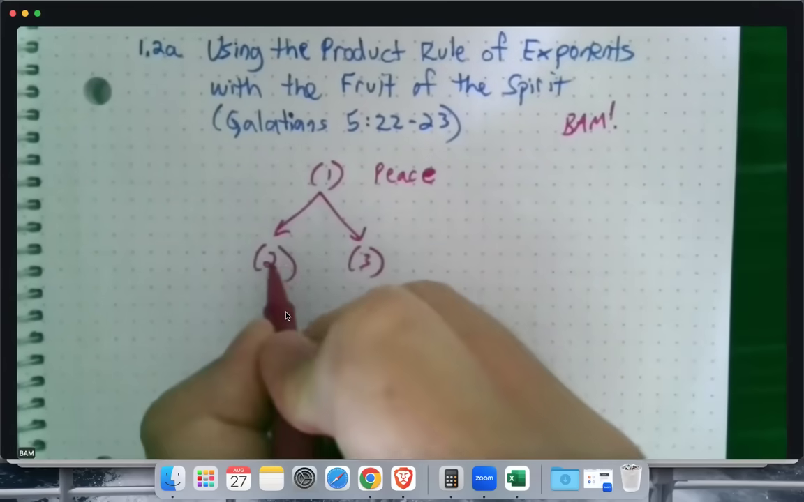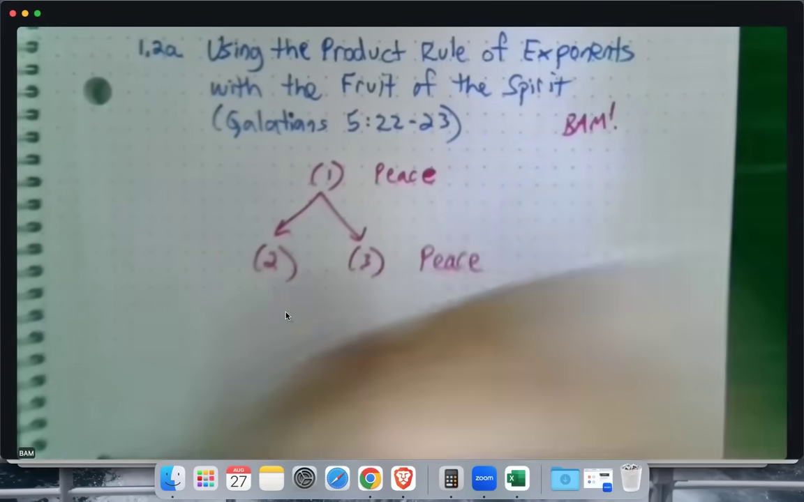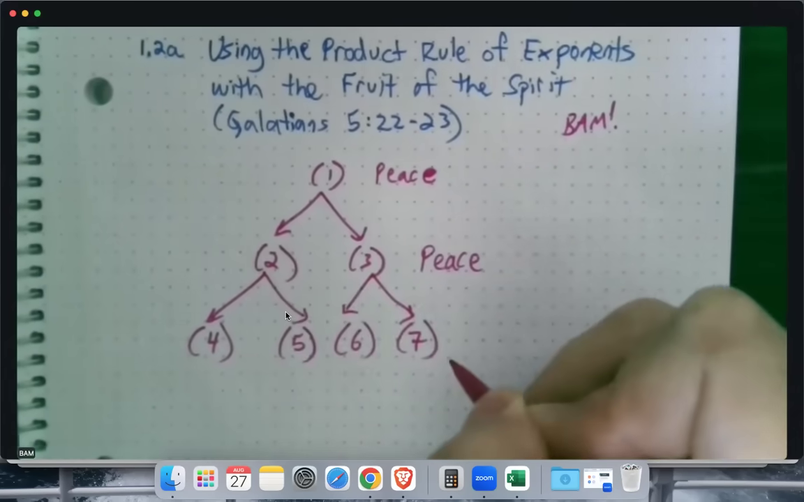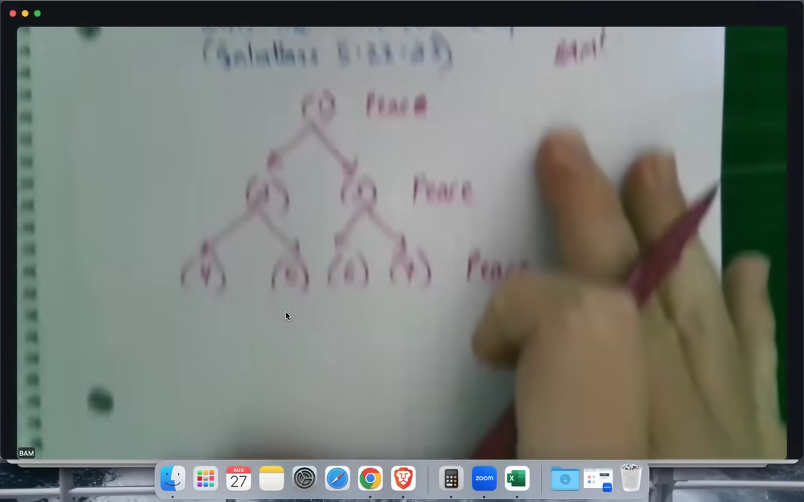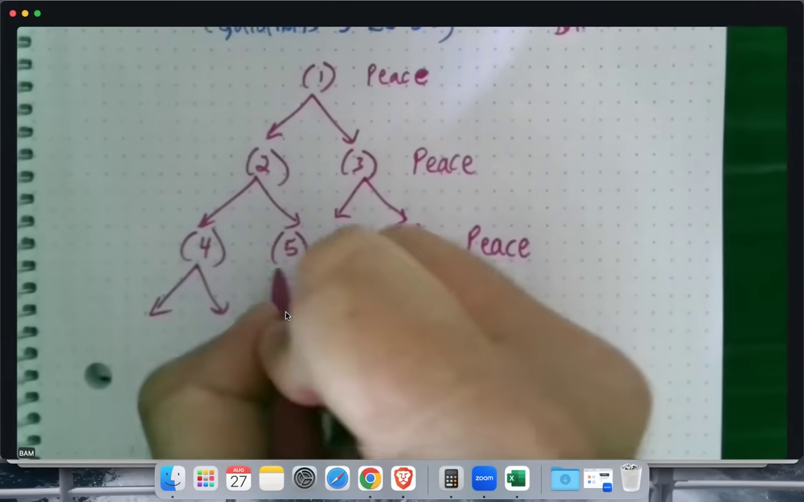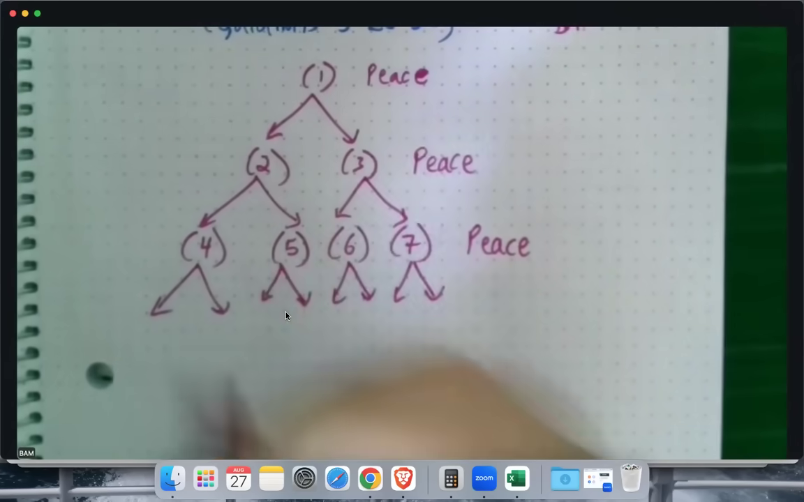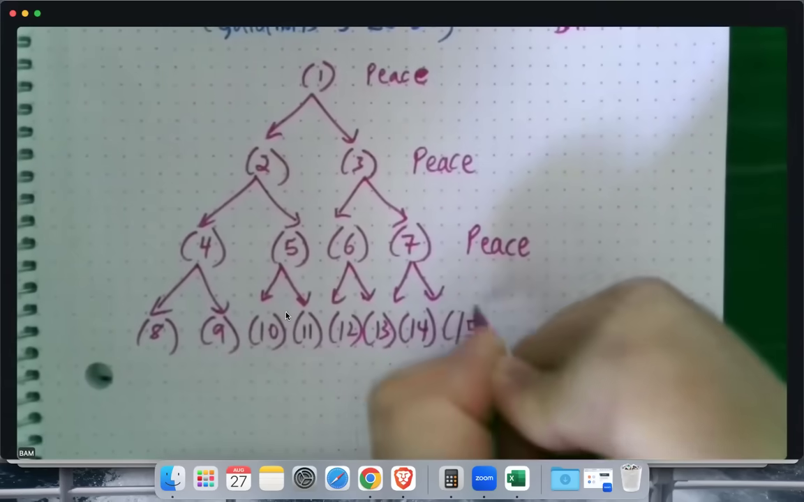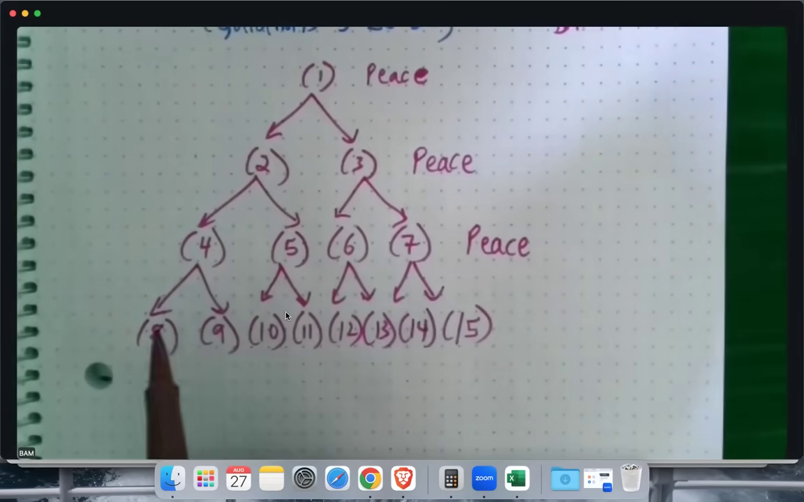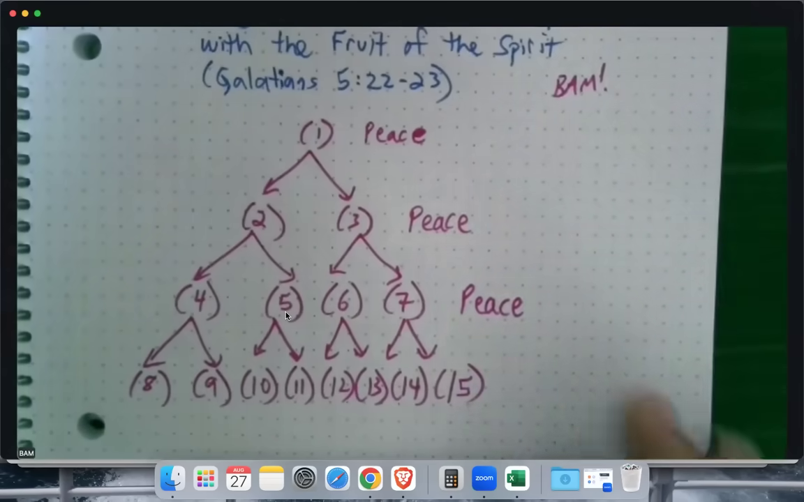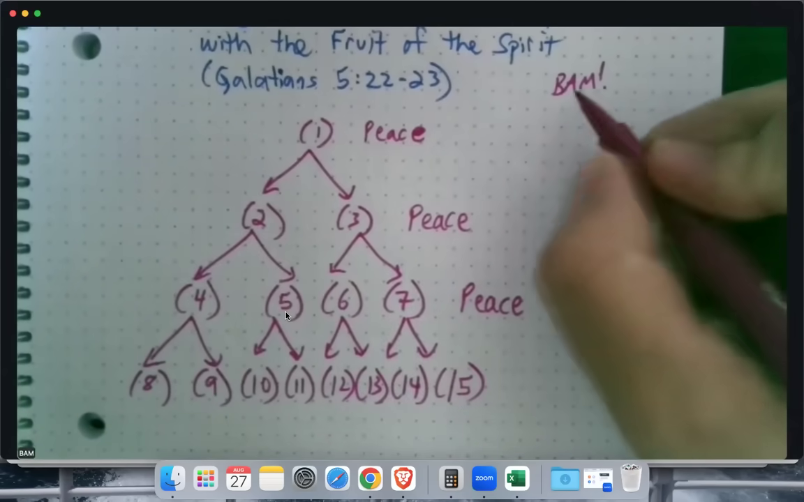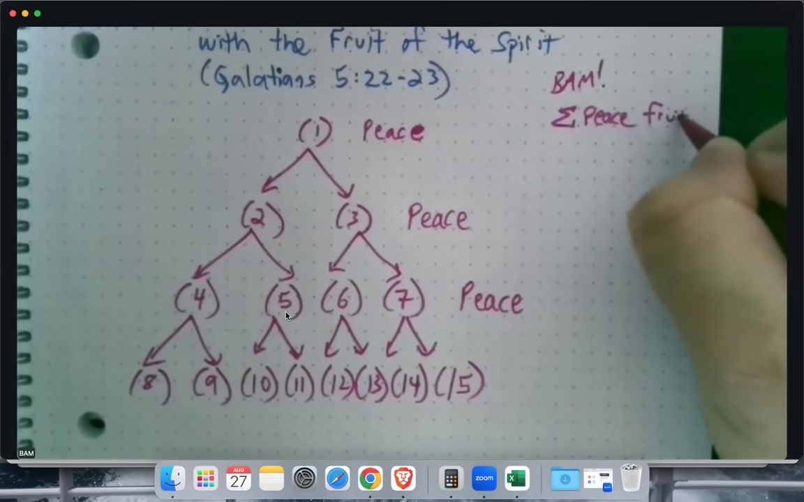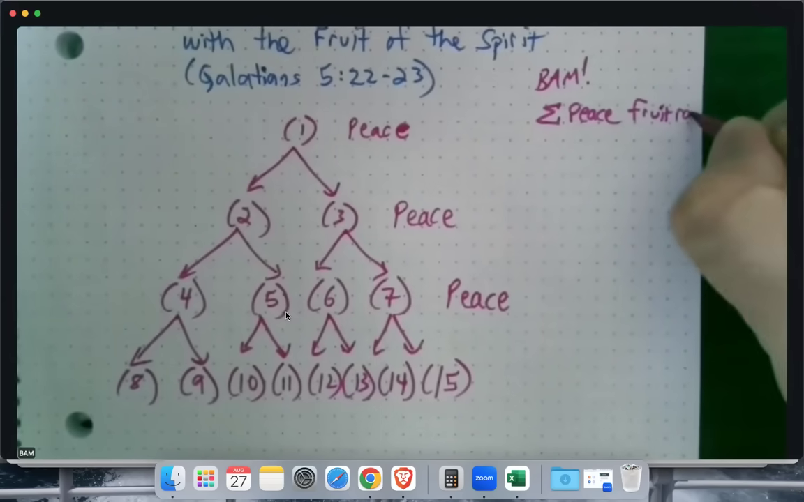And then we take these two peace fruits and plant them. Each of them grows up to be an apple tree or a peace tree. And then we plant those, or someone plants those, and we get all of these fruits. So we have 1, 2, 3, 4, 5, 6, 7, 8, 9, 10, 11, 12, 13, 14, 15. These could be called generations. So the sum of fruits for each generation, I'll just call it a row.